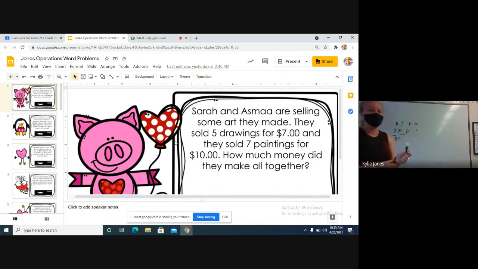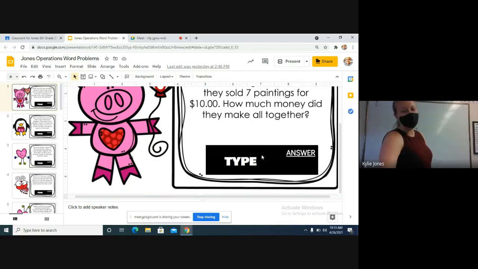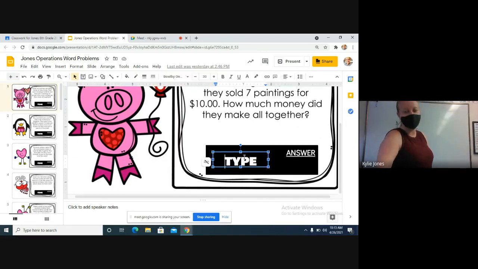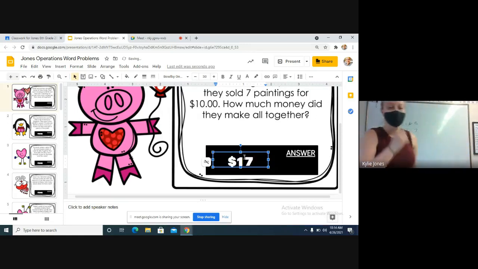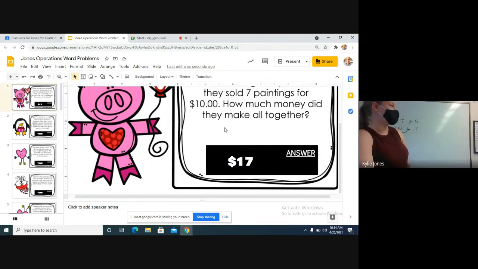Apparently, pig drawings aren't worth a whole lot. I guess not. So then you will just type your answer down here where it says type. You will erase that. And you need to put the units on there. It's dollars. So make sure you put $17 on there. That's a sad amount of money for all that work they did on those drawings. What if the drawings are not good? Maybe they aren't that good. Maybe that's why they only sold for a few dollars.